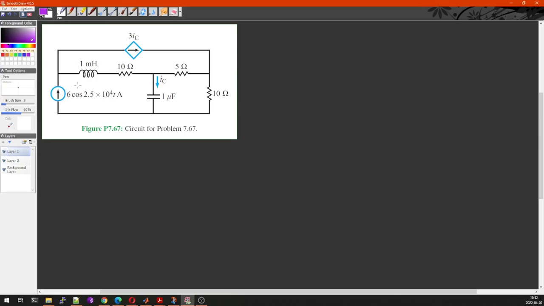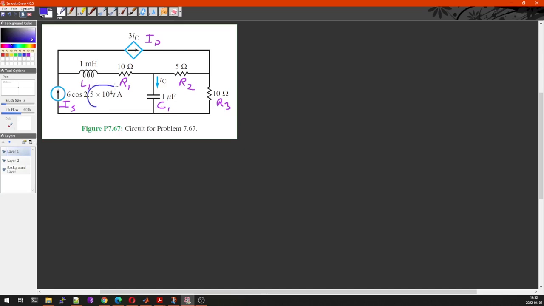First thing we're going to want to do is go through and label all of our components. We have our current source here, IS, our dependent current source, ID, the current that we will be looking to find, which is IC. We also have an inductor, L1, three resistors, R1, R2, and R3, and a capacitor, C1.